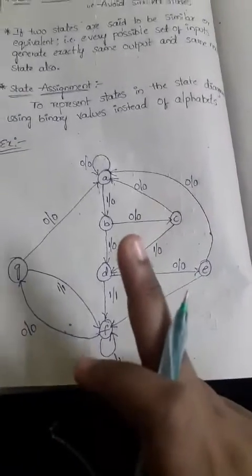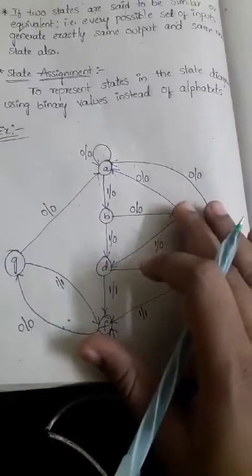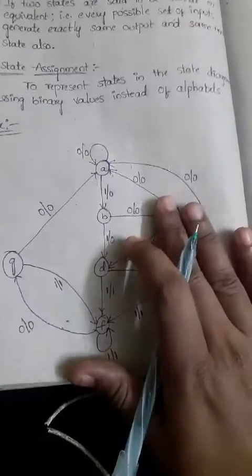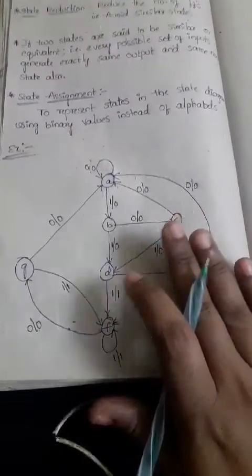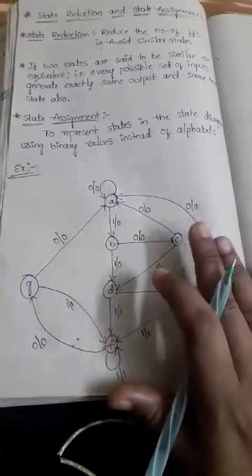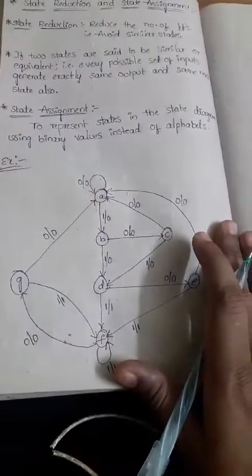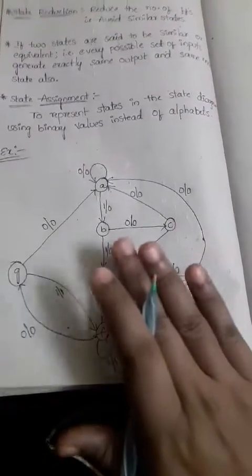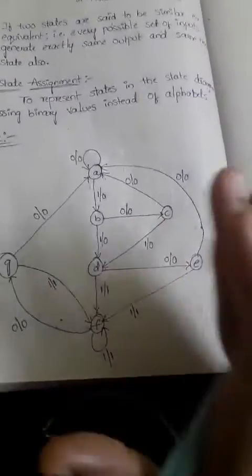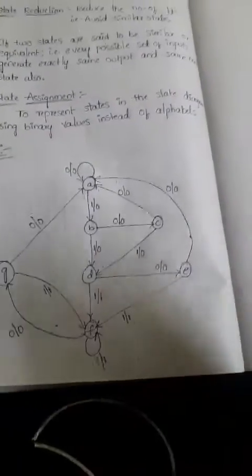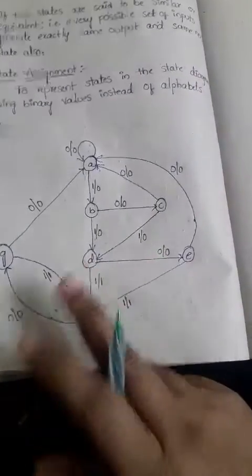I clearly mentioned that if the problem has a state diagram, first you should convert it into the state table, and only then can you reduce the states. After converting to the state table, the state reduction procedure will start. If there is no state diagram and the problem is given directly as a state table, you can directly start with the state table.